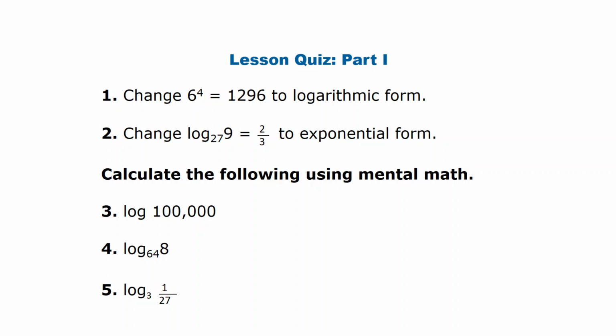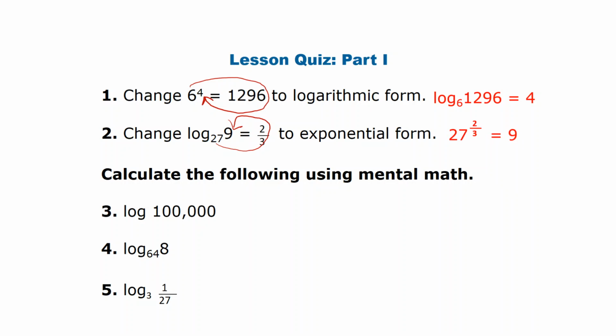The first one says to change 6 to the 4th power equals 1,296 to logarithmic form. In this case, we're going to use our backward scorpion. So we're going to say log base 6 of 1,296 is equal to 4. On this one, we have to change it to exponential form, so we're going to go the other direction. We're going to say 27 raised to the 2/3 power equals 9. It should be written like this.